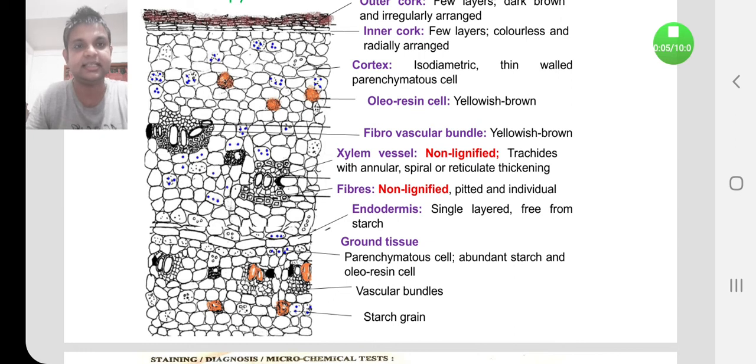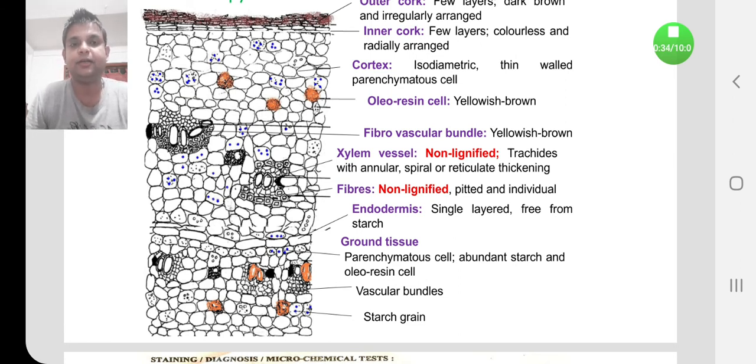So next is the xylem vessel. Xylem vessels are non-lignified, tracheids with annular, spiral, or reticulate thickening. Generally, xylem vessel is a lignified character, but in case of ginger, it is non-lignified. Fibers with pitted walls are very distinctly visible. Next one is endodermis, which is the characteristic feature of the ginger rhizome. It is a single-layered cell free from starch grains.